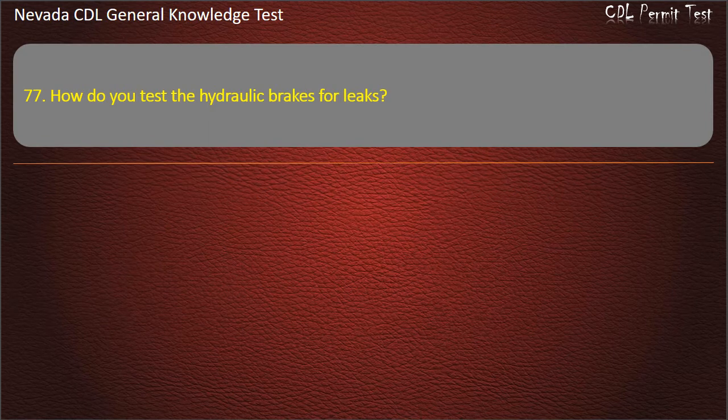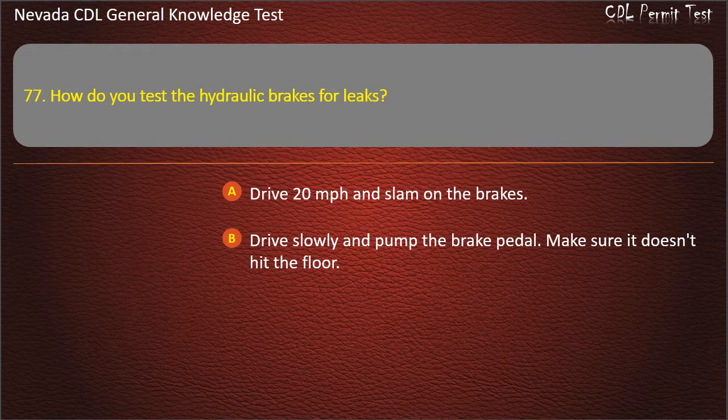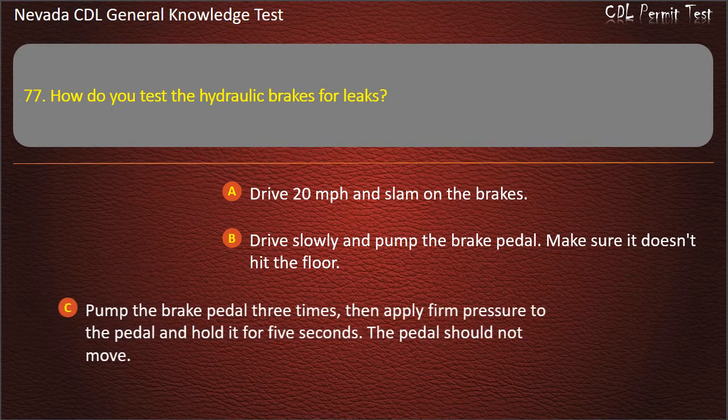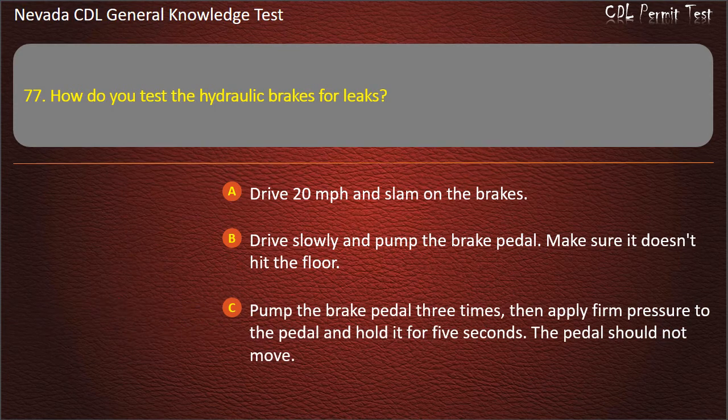Question 77. How do you test the hydraulic brakes for leaks? Drive 20 miles per hour and slam on the brakes. Drive slowly and pump the brake pedal. Make sure it doesn't hit the floor. Pump the brake pedal 3 times. Then apply firm pressure to the pedal and hold it for 5 seconds. The pedal should not move. Answer. Pump the brake pedal 3 times, then apply firm pressure to the pedal and hold it for 5 seconds. The pedal should not move.